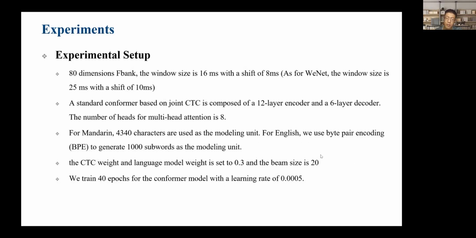For Mandarin, 4,340 characters are used as model units. For English, we use byte pair encoding to generate 1,000 subwords as modeling units. We set the CTC weight to 0.3, both in the training and decoding phase. The language model weight is set to 0.32 during decoding. The beam size is set to 20. We train 40 epochs for the conformer models with a learning rate of 0.0005.